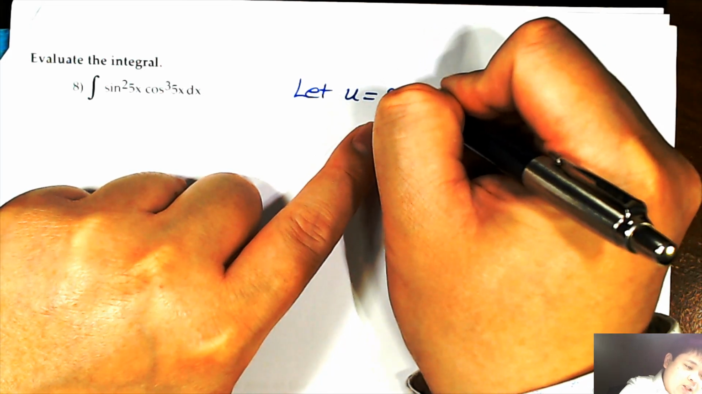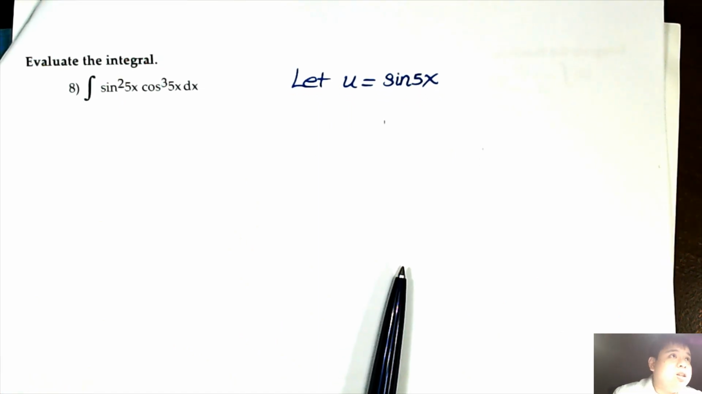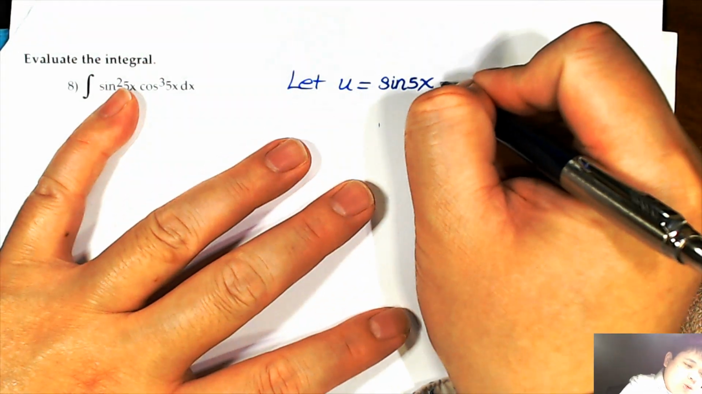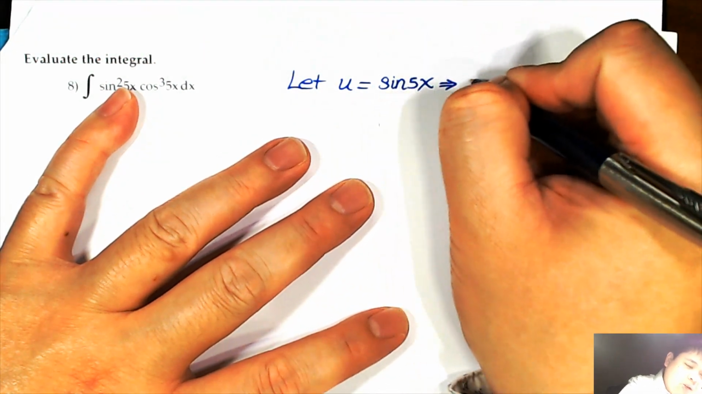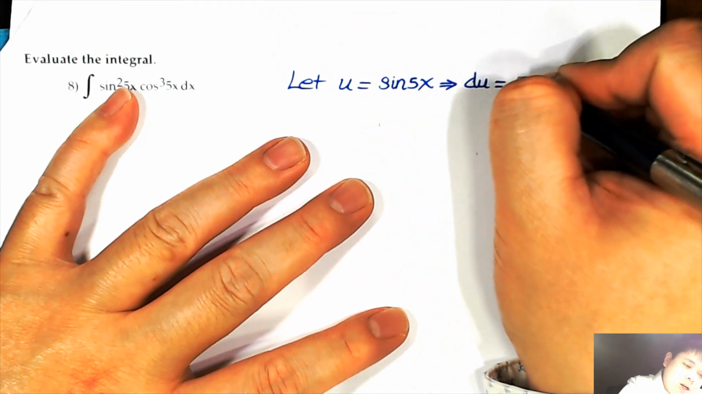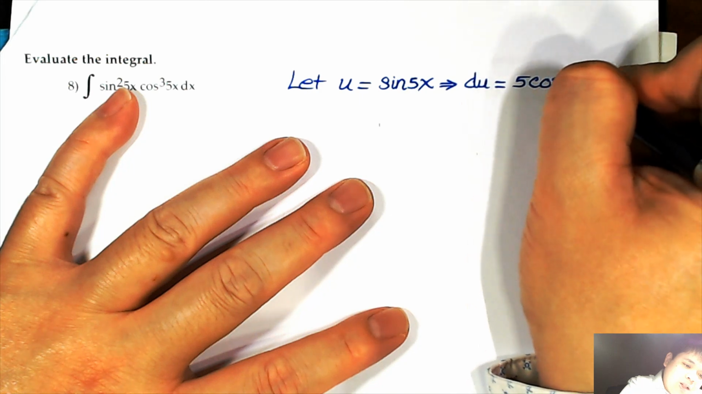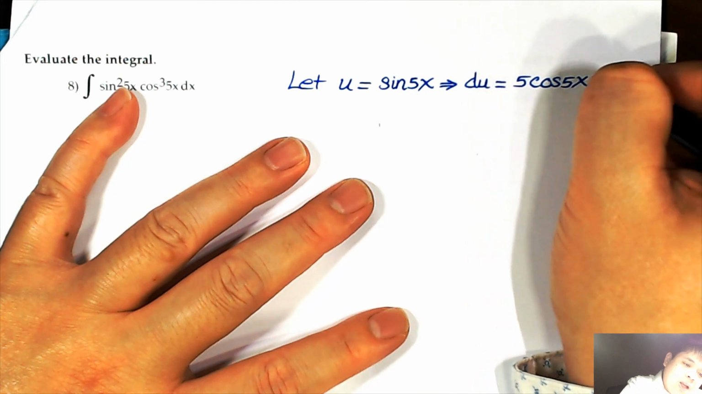of 5x. If u is equal to sine of 5x, then we can take the derivative. It will be 5 cosine of 5x dx.